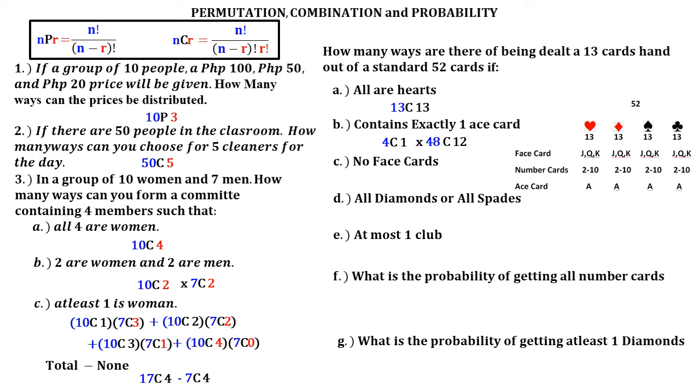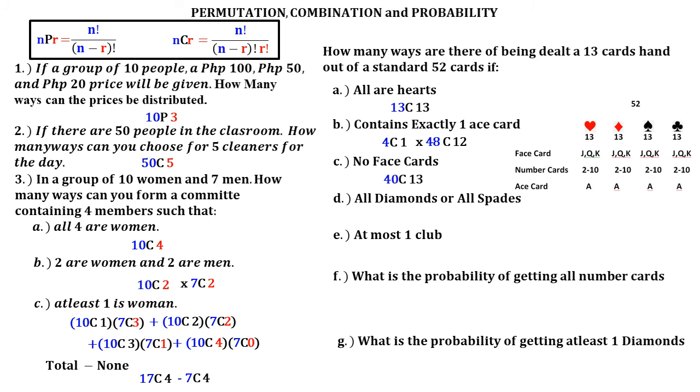Now, next question. No face cards. Okay? So, walang face cards. Okay? So, from this 52 cards, dapat walang face cards ang makuha in a group of 13. Okay? Now, ilan ba to? This is, ang face cards natin is 3 times 4, that is 12. And then, total natin is 52. So, ibig sabihin, ang number cards and ace cards natin is equal to 40. Okay? So, from the 40, we will choose 13.